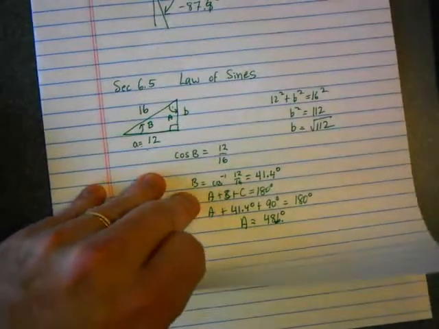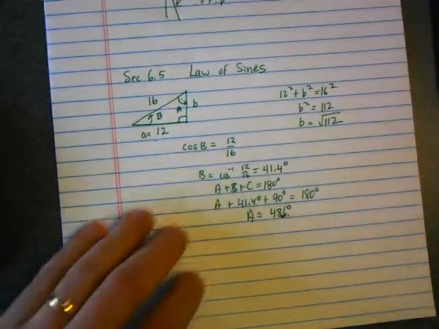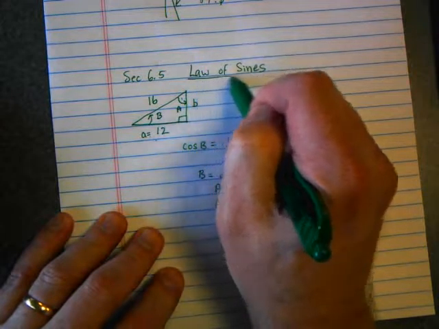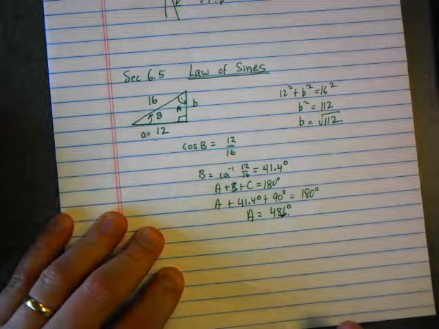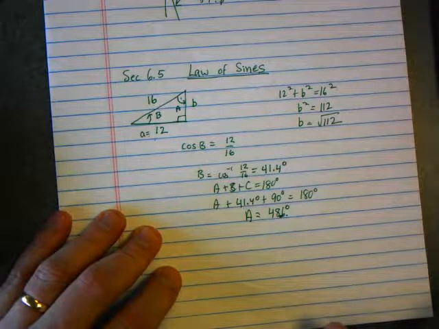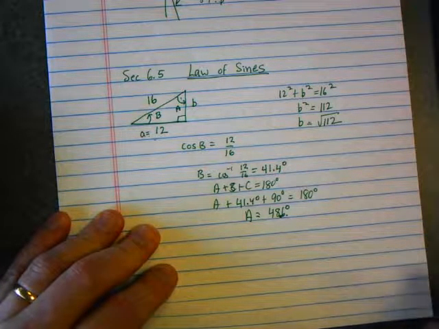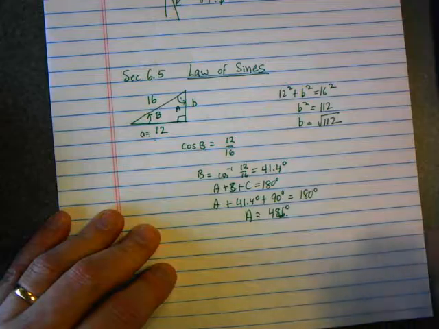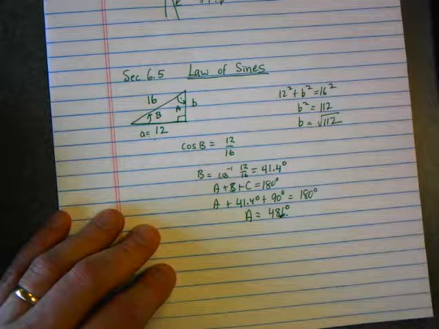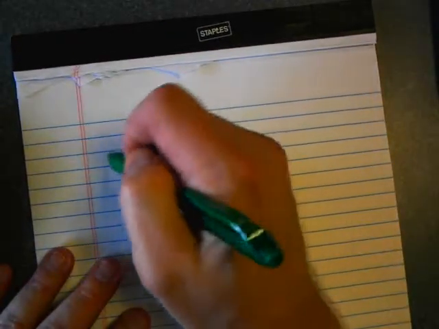Are there different theorems? There are. There's one rule called the law of sines, and then on Wednesday we'll cover section 6.6, which is called the law of cosines. So there's two different rules we'll have to use depending on the problem. And we'll talk about when you use sines and when you use cosines.